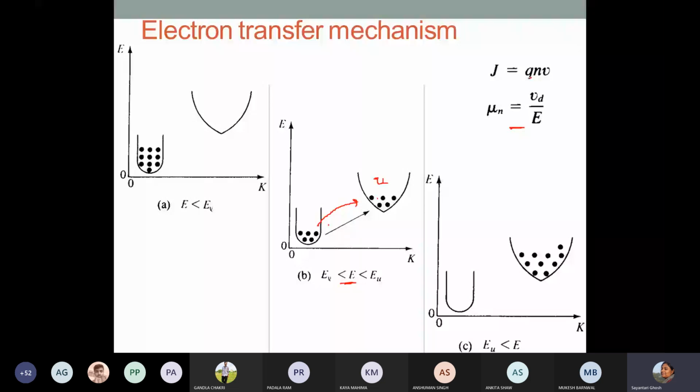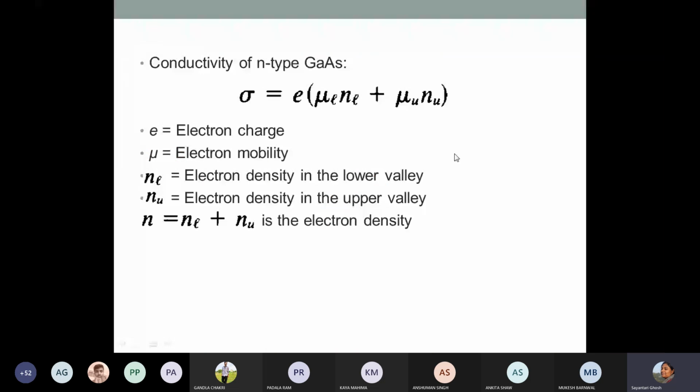So if I have a system like this, here I definitely have one value of mu. Here I have a different value of mu. But in this intermediate situation, what will be the effective value of mu? The effective value of mu will be given by something like this. So the effective value of sigma, or the effective value of J, the current density, if you want to calculate it and plug in the value of mu there, then you have to take something like this.